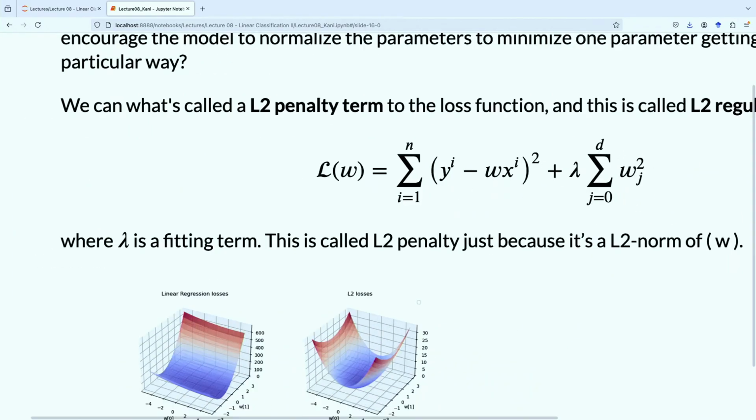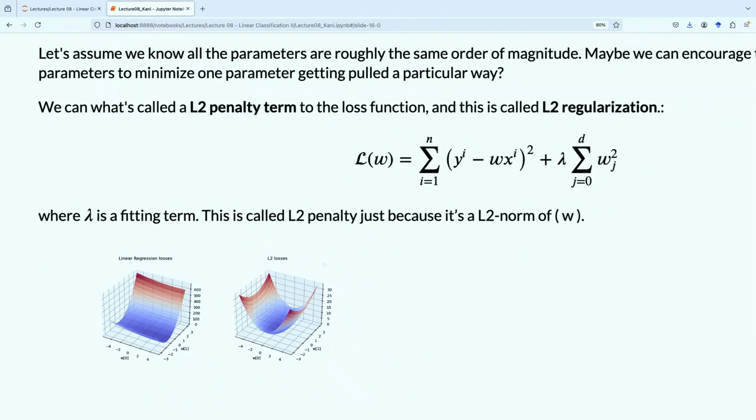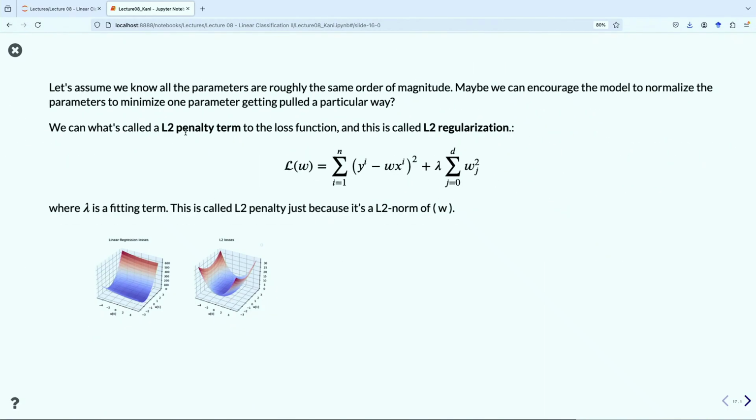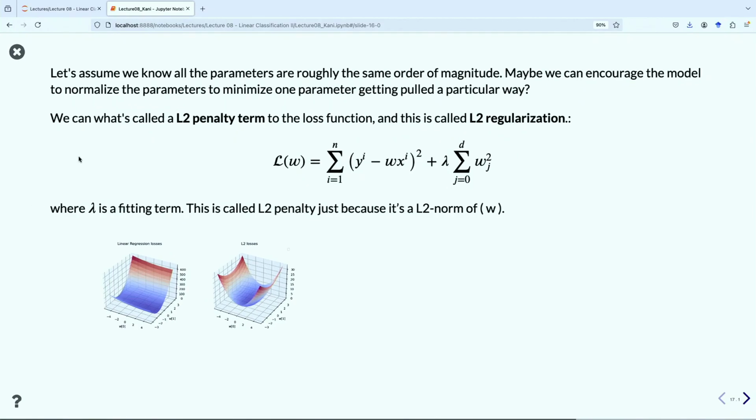So, regularization is simply the idea that we can encourage the model to normalize parameters, to minimize one parameter getting pulled a particular way. Okay, to minimize one parameter basically becoming solely responsible for the output, for the predicted output.